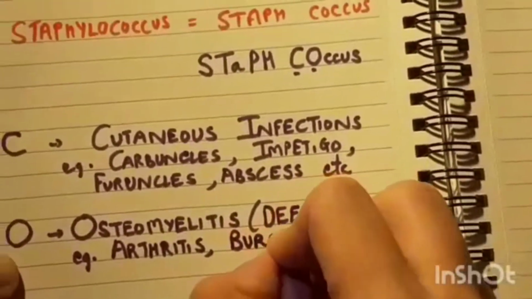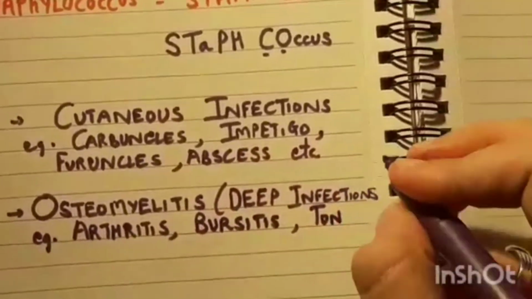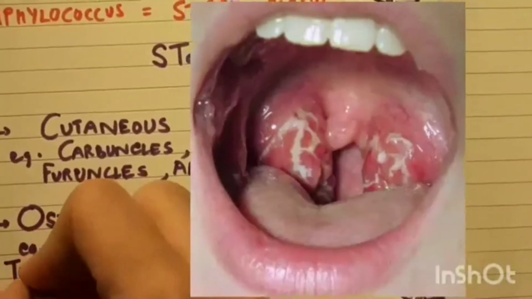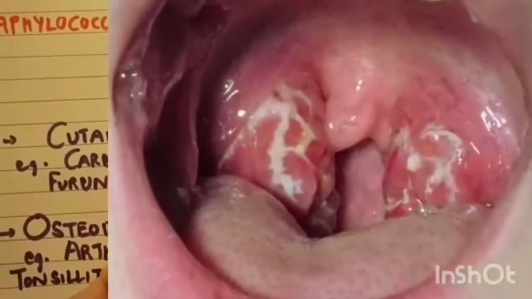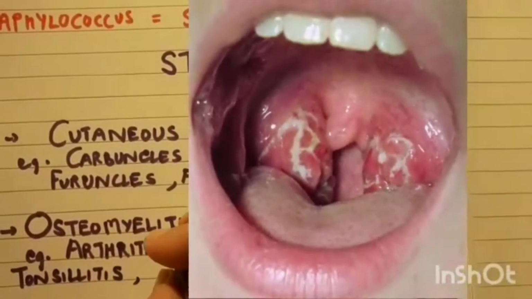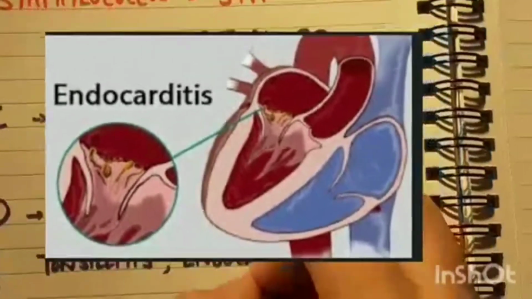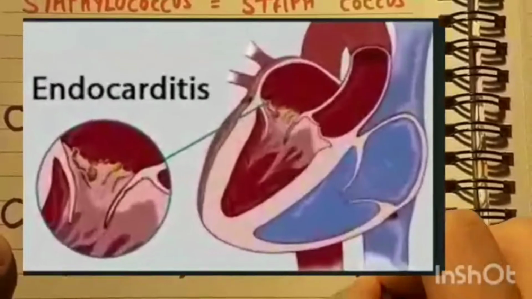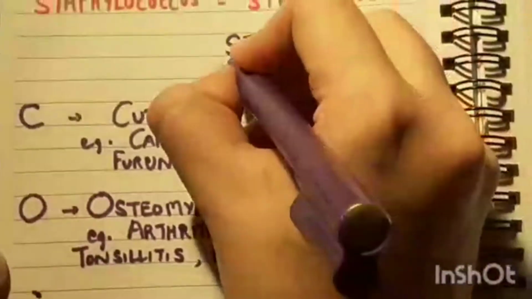Then in endocardial we got bacteremia, septicemia. Then urinary we got UTIs, urinary tract infections. Then even tonsillitis also, yeah. And endocarditis, etc. So now we saw C for cutaneous and O for osteomyelitis. Now the third letter we will take is S.